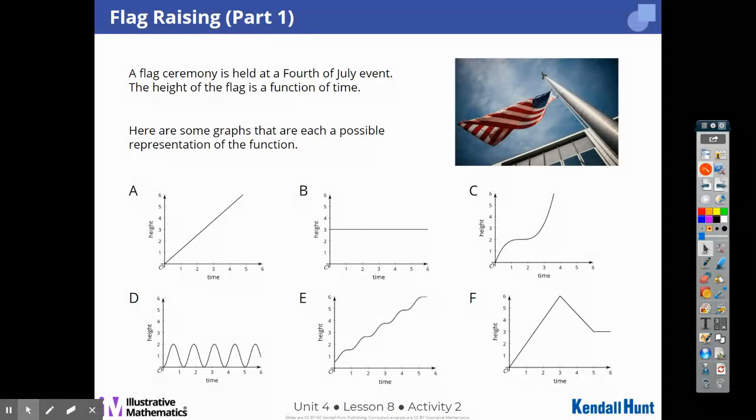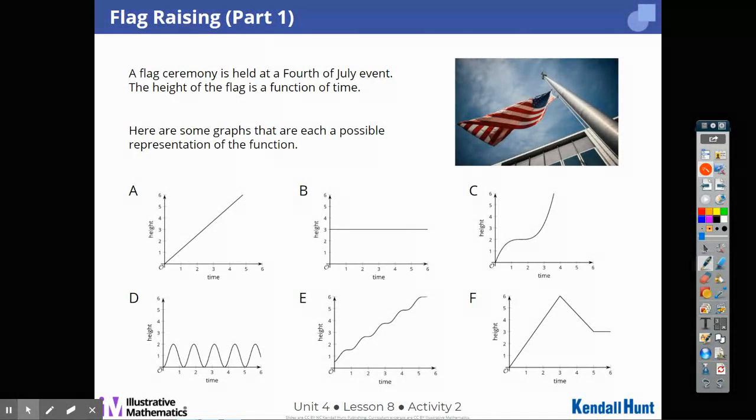All right. So what I want you to do is look at these graphs. We are going to be comparing the movement of a flag as it's being raised up a pole. And so graph A shows you that the flag is starting at 0 seconds on the ground, and then it's increasing at a constant rate.